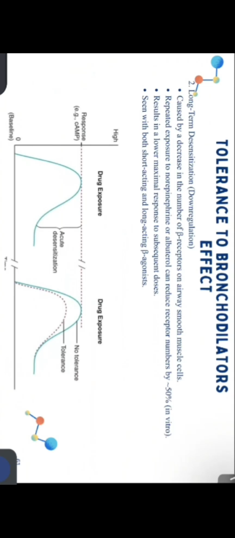Ito yung repeated exposure to norepinephrine or albuterol na nare-reduce niya yung receptors by reduce numbers by 50% in vitro. And naman, the results in a lower maximal response to subsequent doses, seen with both short-acting and long-acting B agonists. Yan. Makikita niyo po sa picture.